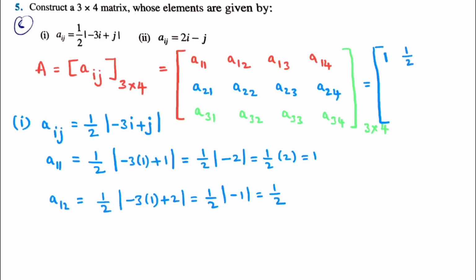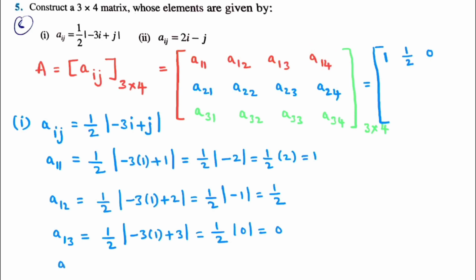What is that second element? 1 by 2. So next, what you need to calculate? A13. Okay, start calculating A13. In place of i, 1. In place of j, 3. Start writing 1 by 2 into modulus of minus 3 into 1 plus 3. That equals 1 by 2 into minus 3 plus 3, which is 0. Modulus of 0 is 0 only. 1 by 2 into 0 is 0. So this element is 0.